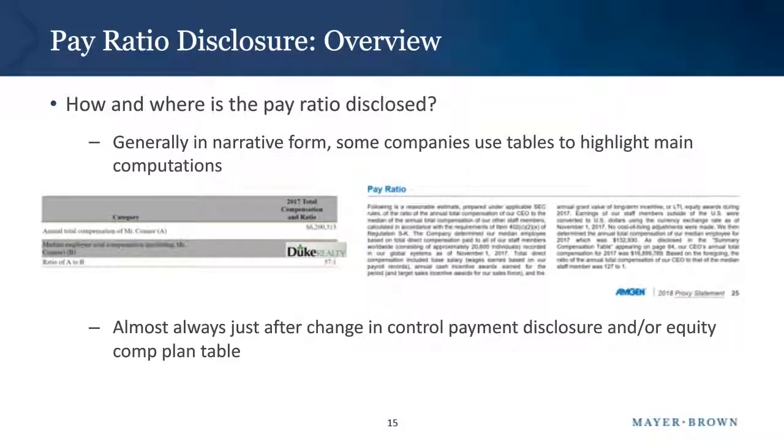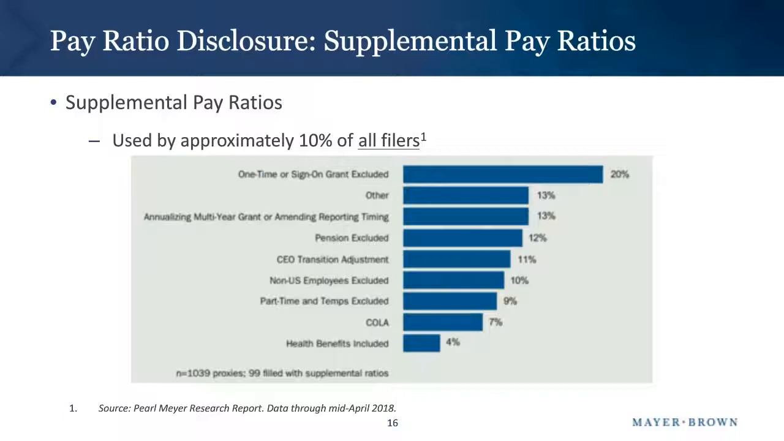As for the use of supplemental pay ratios, only about 10% of all filers use the supplemental pay ratio. We are seeing supplemental pay ratios being used to present both a lower pay ratio and sometimes a higher pay ratio, as we'll see in just a moment. Generally, companies are making adjustments to exclude non-recurring compensation components or to exclude part-time, temporary, or non-U.S. employees that they otherwise could not exclude.